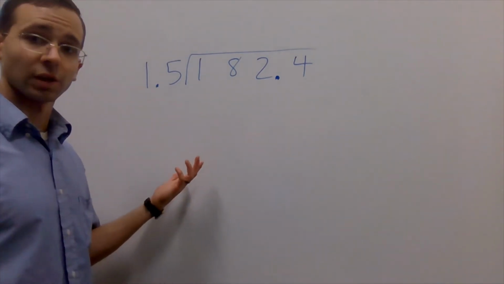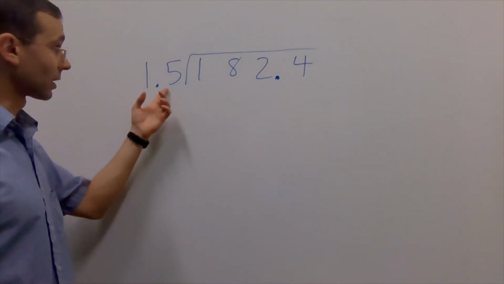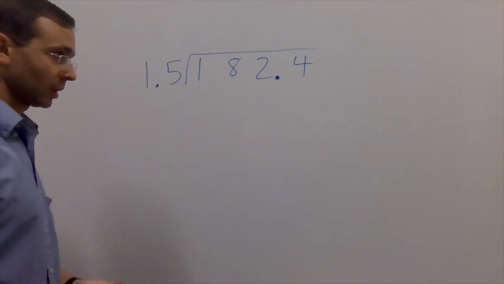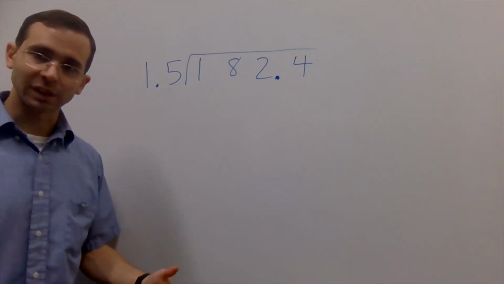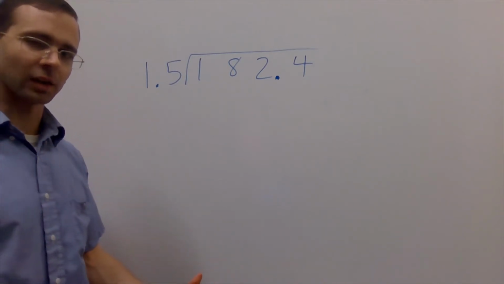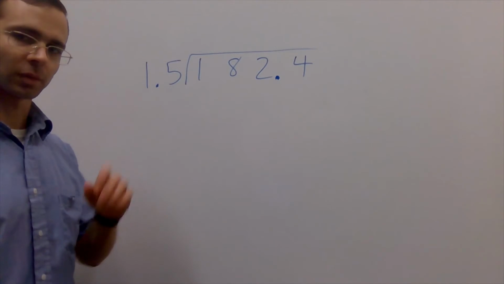Next, let's consider a scenario in which our divisor also has a part to it, right? Wholes and parts. In this case, I usually keep track of things as though we had a divisor that was a whole number. And let me explain.